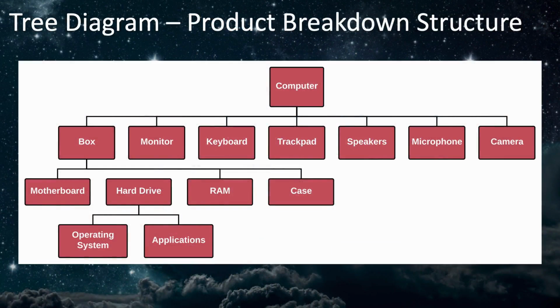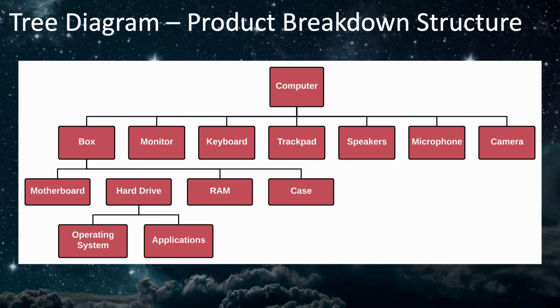Here's a simple example of a tree diagram used to represent a product breakdown structure. It shows a computer as the top-level item, the product. The next level shows the main components of the computer, including the box that houses it, the monitor or screen, keyboard, mouse or trackpad, and I've added a few others, speakers or headphones, a microphone, and a camera, devices that are useful for meetings or recording webinars or podcasts.